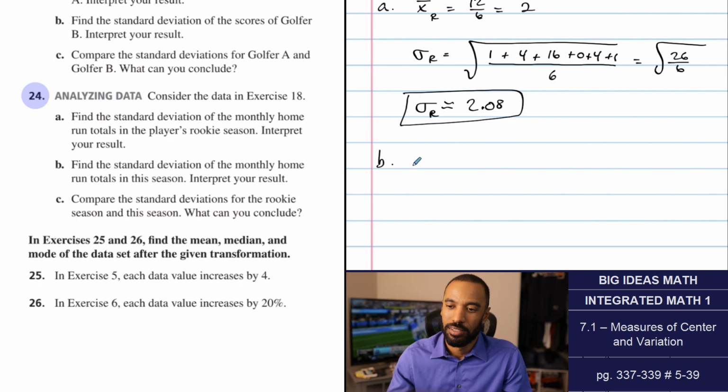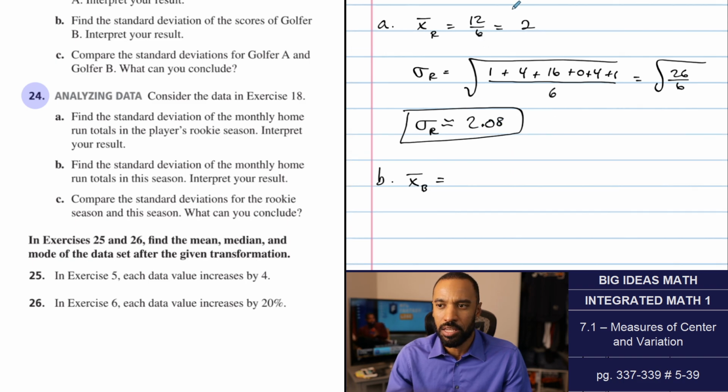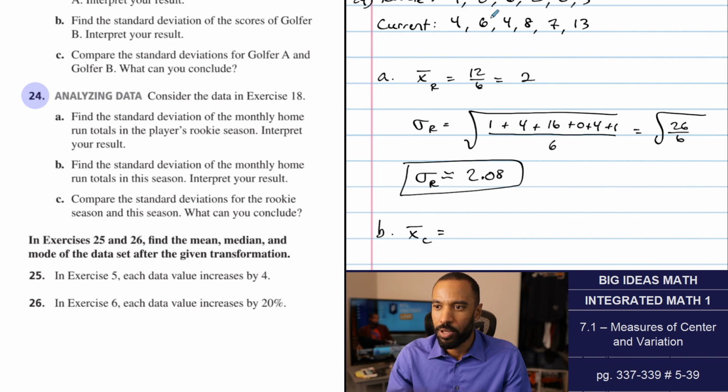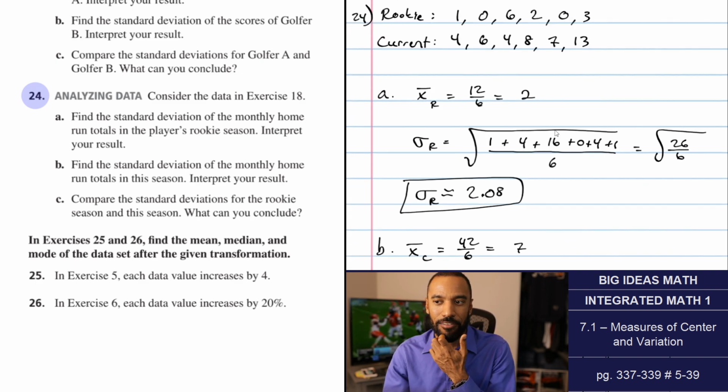Part C. The standard deviation of the current season. Actually, the mean of the current season first. 4 plus 6, 10, 14, 22, 29, 42. Divided by 6 is 7. So on average, they got 7.